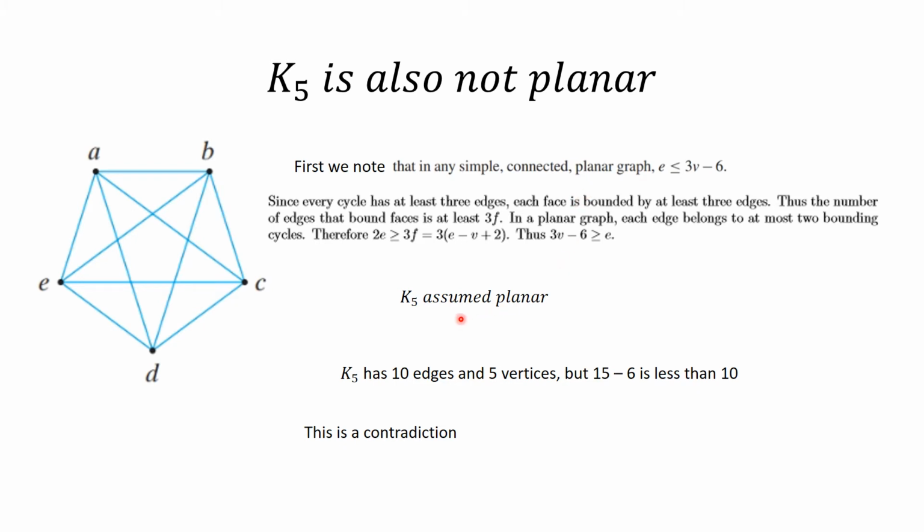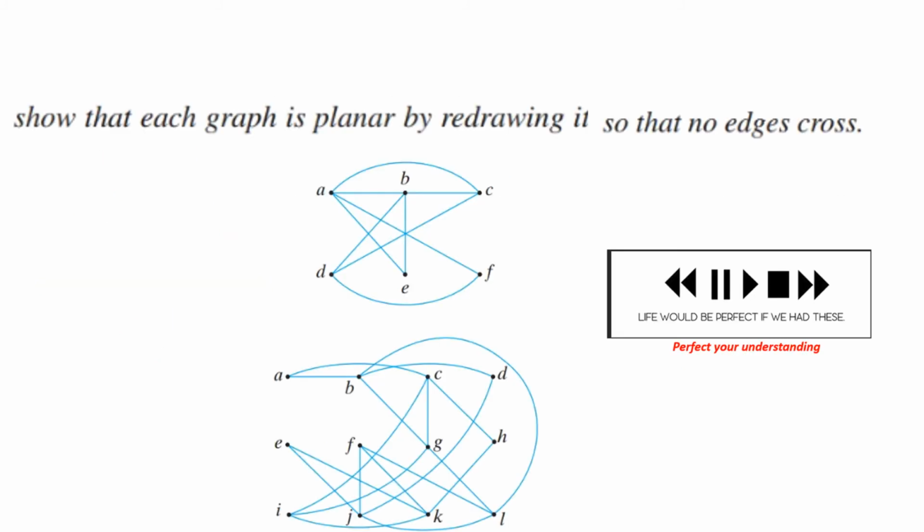If we assume this is planar, we have 10 edges and 5 vertices. But that tells me that 9 is less than 10. That is a contradiction. So you see, this is also not planar.